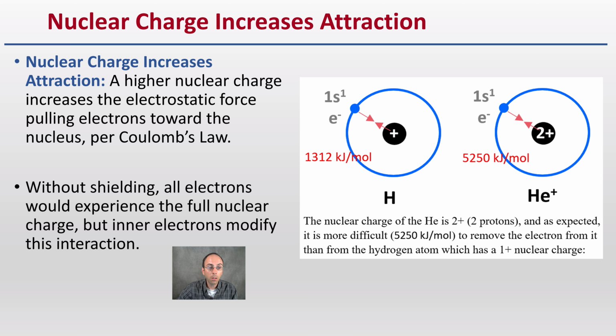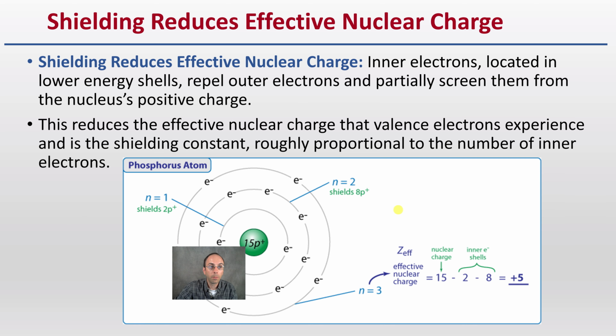Without shielding, all electrons would experience the full nuclear charge, but inner electrons modify this attraction. So the nuclear charge of helium is +2 because of its 2 protons, and as expected, it is more difficult to remove an electron from it than from a hydrogen atom, which only has a +1 charge. Seeing an extra strong pulling force, therefore it takes more energy to remove that.